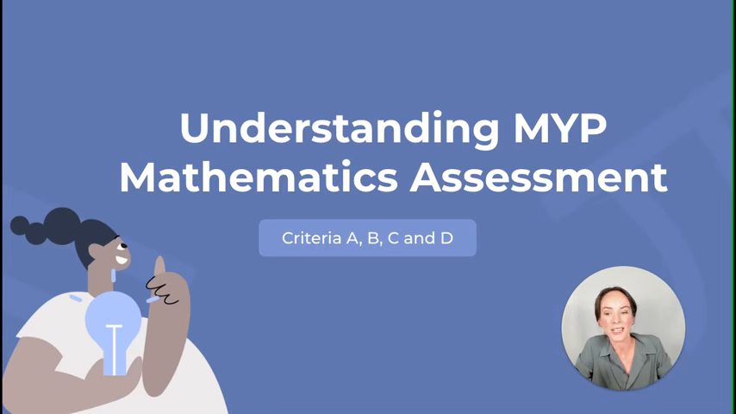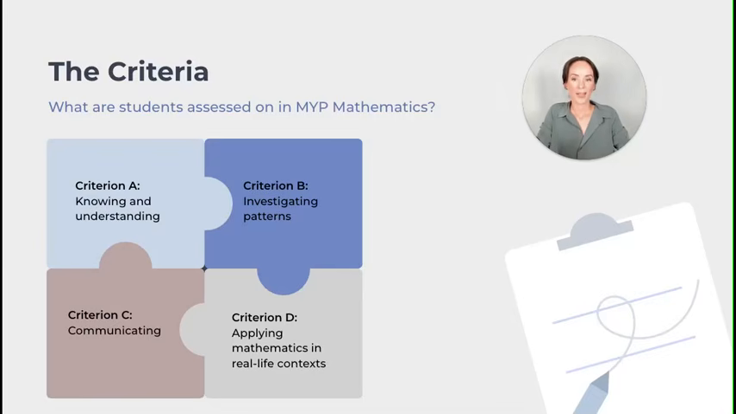Welcome to an overview of assessment in MYP Mathematics, where we evaluate student learning through 4 distinct criteria: A, B, C, and D. Each of the 4 criteria capture a different part of the study of mathematics. In the MYP, all subjects have a series of criteria that students are assessed on. They vary from subject to subject, but in mathematics, criterion A is knowing and understanding, criterion B is investigating patterns, criterion C is communicating, and criterion D is applying mathematics in real-life contexts.